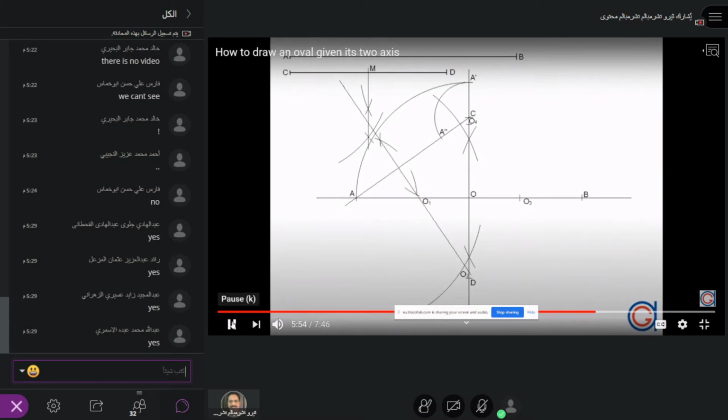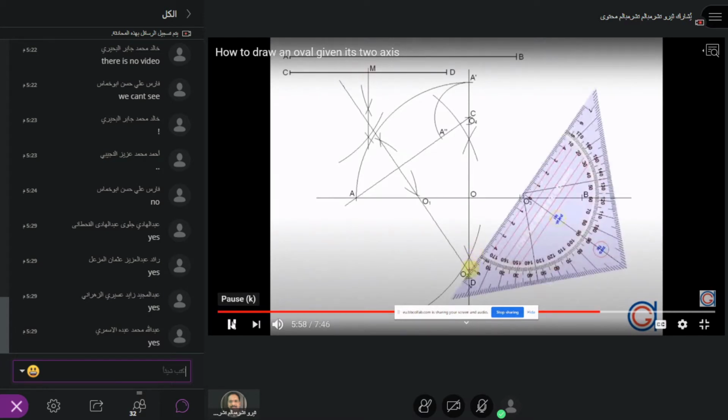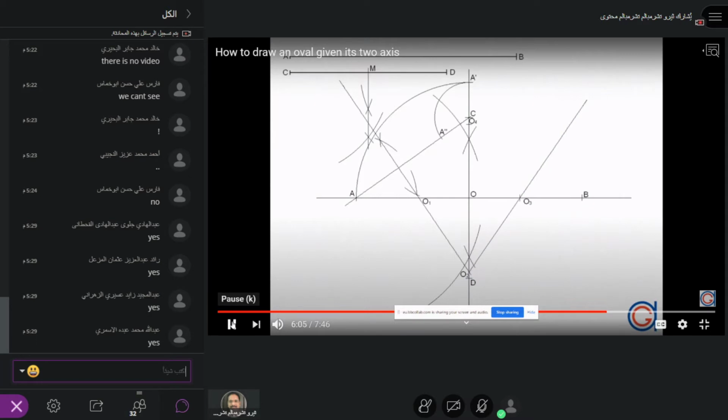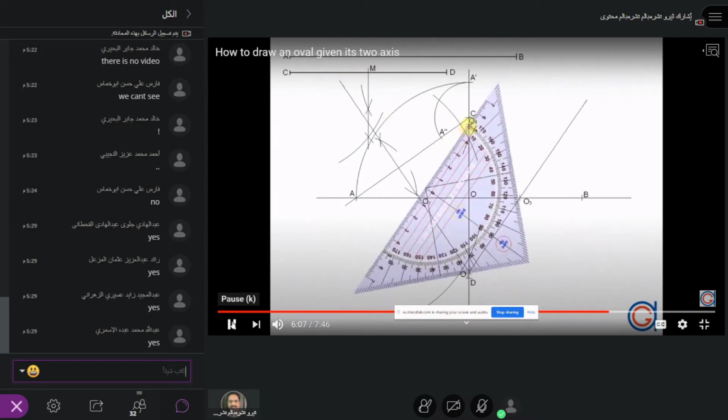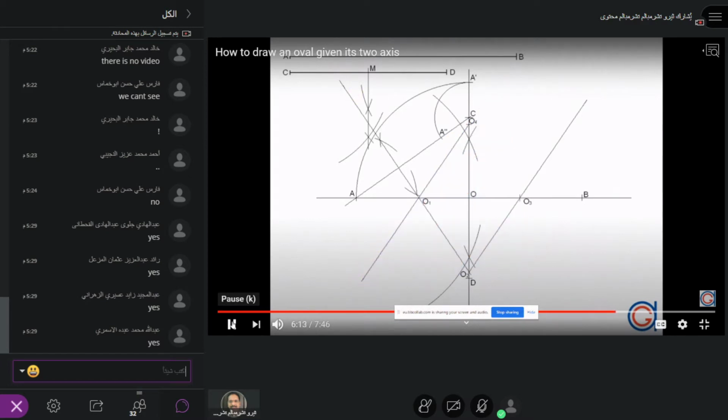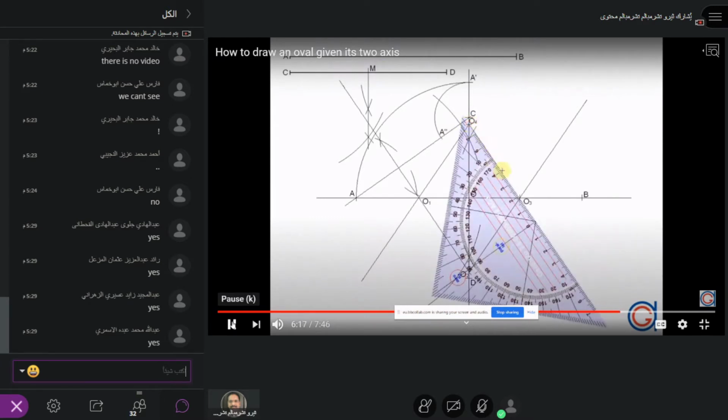So now we are going to join O2 to point O3, and we will prolongate this line, as can be seen here. We will repeat this process by joining points O4 to O1 and prolongating this line also, as can be seen here. And finally, we join points O4 to O3, again prolongating this line, as can be seen in the video.